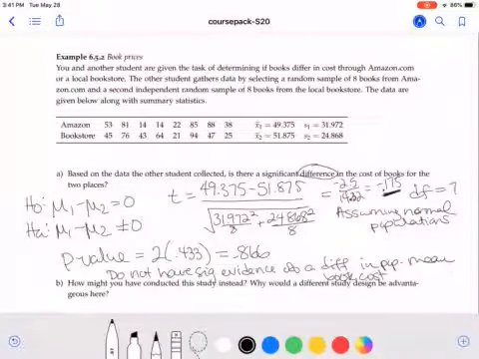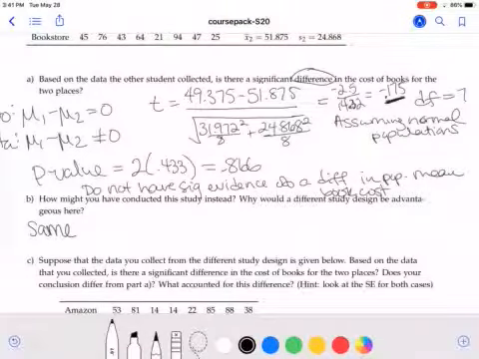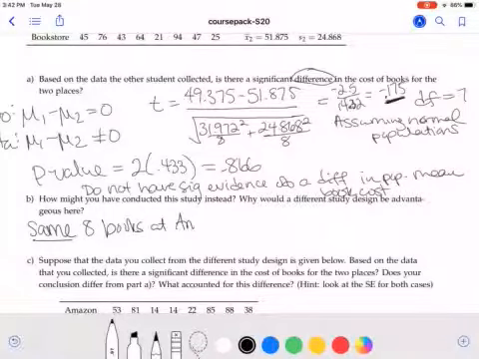So now we're asked, how might we have conducted this study instead, and why would that be considered advantageous in this case? This student took two separate samples of books, one from Amazon, one from the bookstore. Instead of taking two independent samples of books, what we could do is take a single sample of 8 books and look at the same 8 books at Amazon and the bookstore.